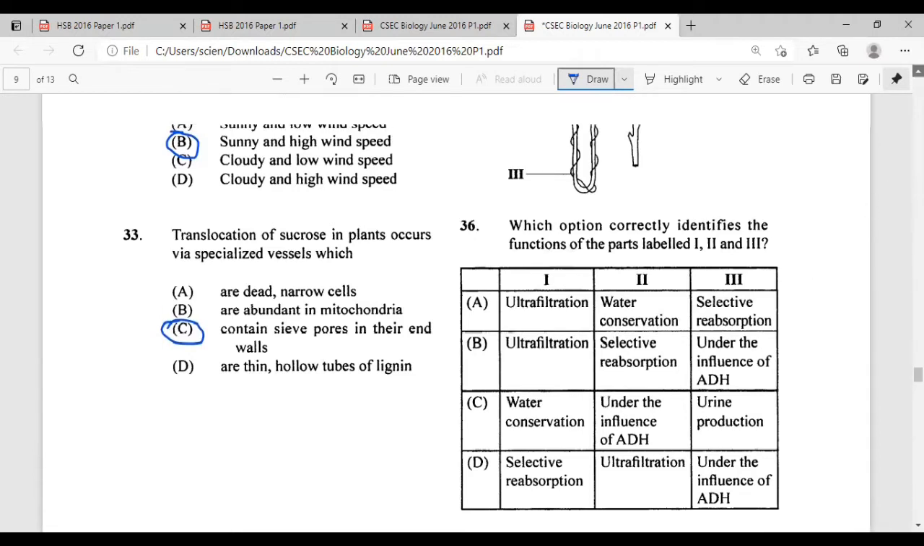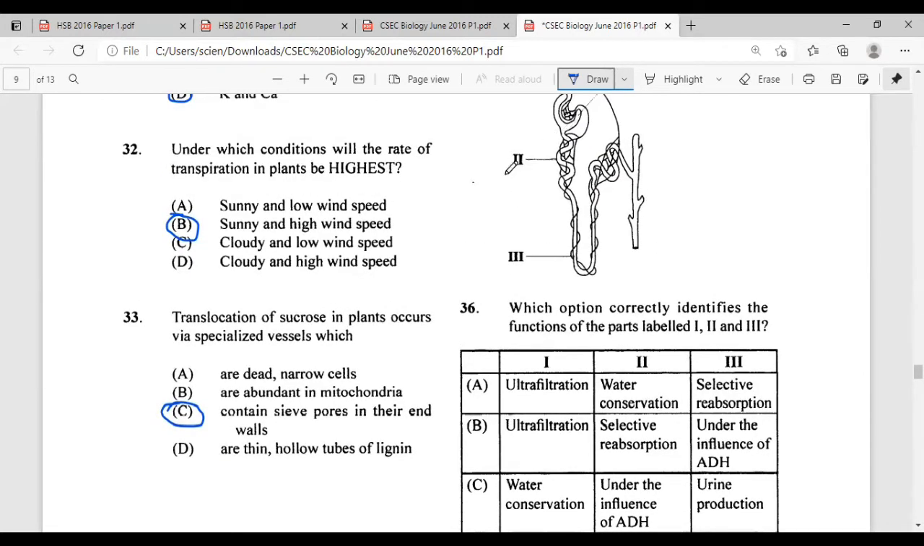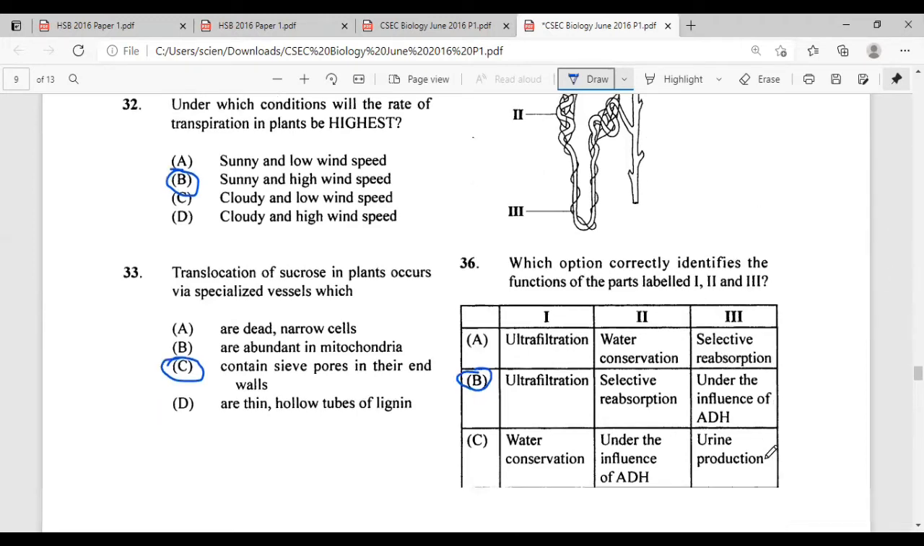The next thing is that we have to know what the proximal convoluted tubule does. And what it does is reabsorb glucose. So 2, selective reabsorption. So we would know that B is the answer based on knowing the function and elimination. So 3, which is the loop of Henle, would be under the influence of the ADH.